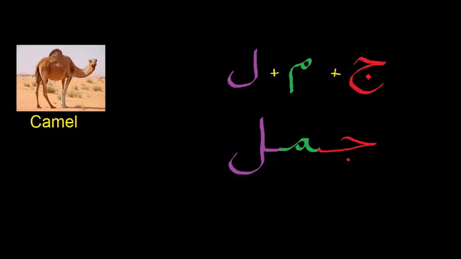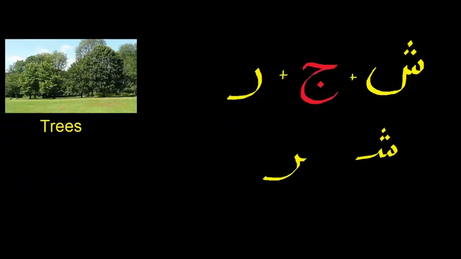Let's look at an example with the Jim in the middle of a word. Here we have an image of trees. This is the plural, and the word for that is shajar in Arabic. And the letters that compose that word are the shin, the jim, and the ra. That's sha, ja, and ra. So I'm going to show you how to connect the jim in the middle of a word.